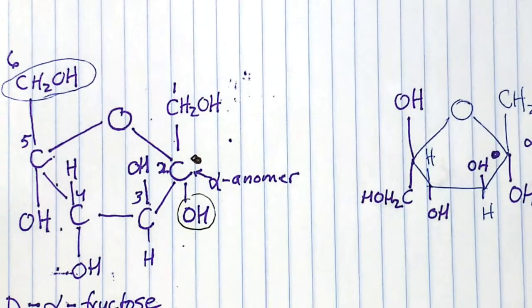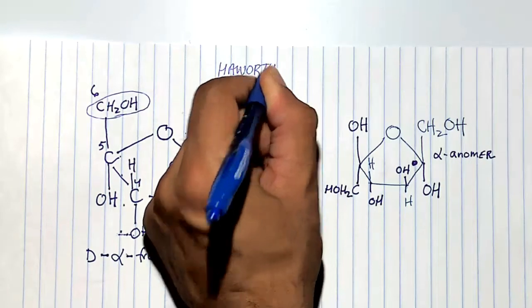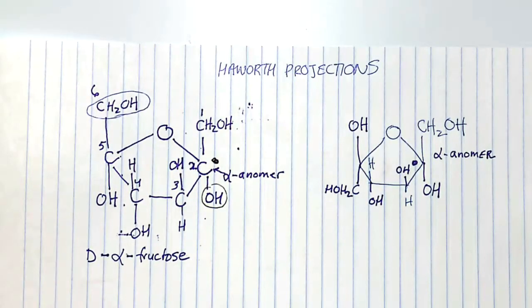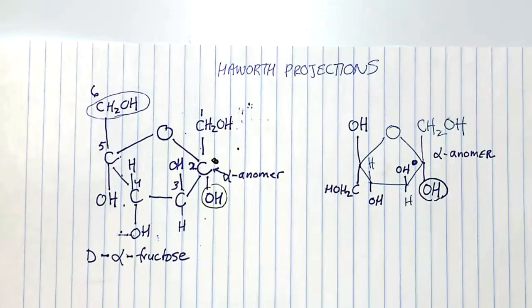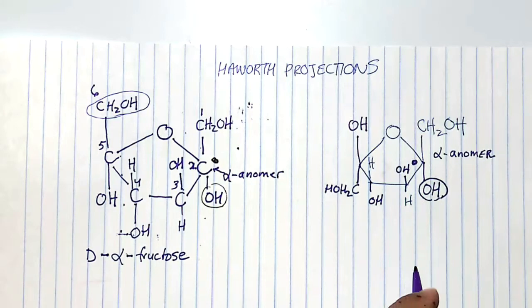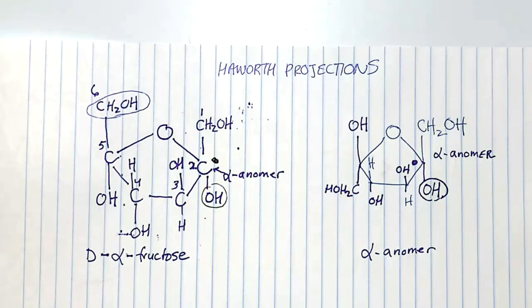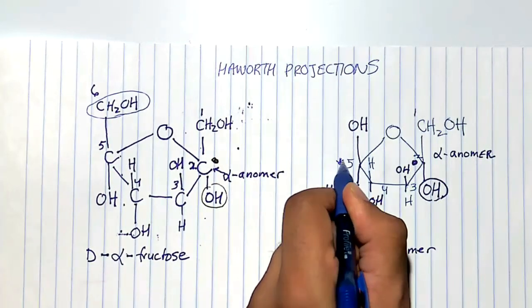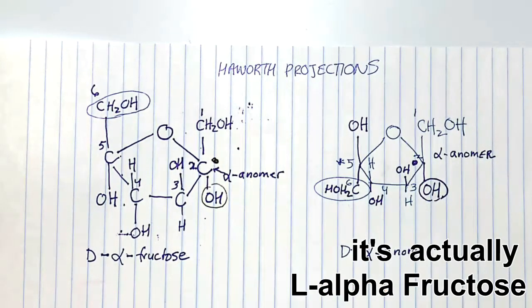So if I were to do a side-by-side comparison in the Haworth projections, you can see what I've drawn on the right-hand side. This is still the alpha anomer, because the OH, after an intramolecular nucleophilic attack, decided to be at the bottom of the ring. It could just as well be at the top, but I've drawn it below the plane of the ring. So that makes this still the alpha anomer. But stereochemistry is going to be determined by the carbon farthest away from the anomeric carbon, and that's going to be carbon number 5. The CH2OH is below the plane of the ring, so this is D-alpha fructose.